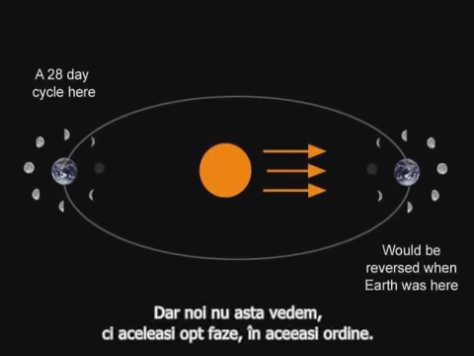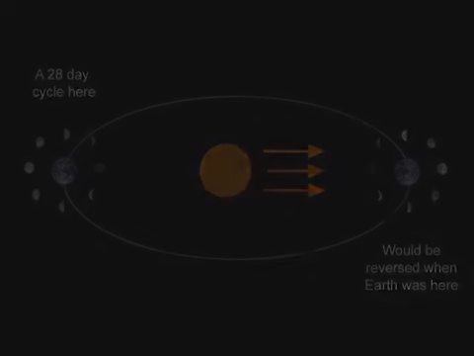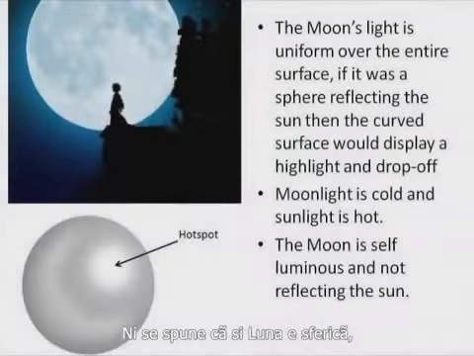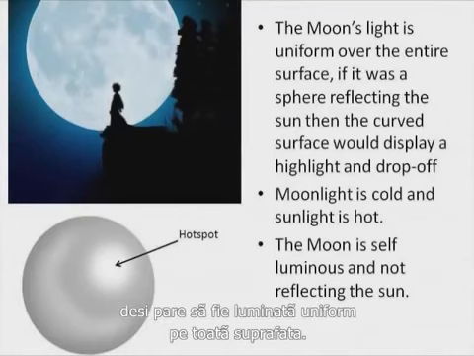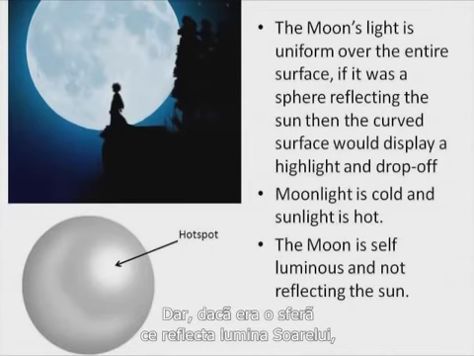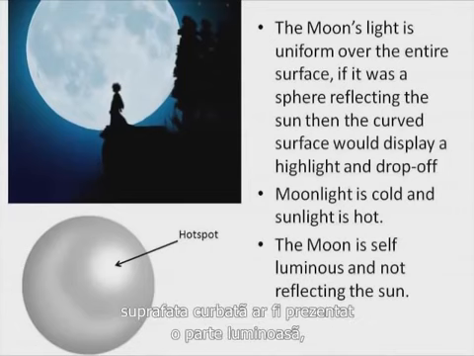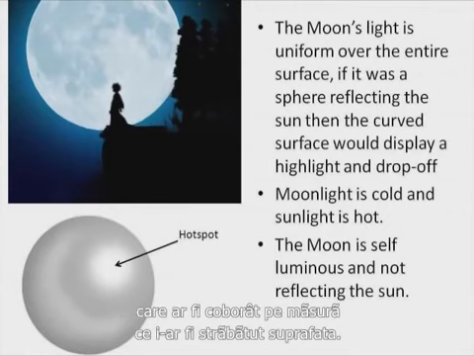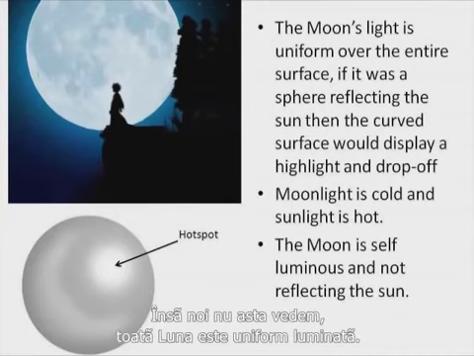That's not what we see. We see the same 8 phases in the same order. We are told that the moon is also spherical, but when we look at the moon, it seems to be lit uniformly over its entire surface. But if it was a sphere reflecting the sun, then that curved surface would display a highlight, and then that light would drop off as it went round the surface. But that's not what we see. The entire moon is lit uniformly.